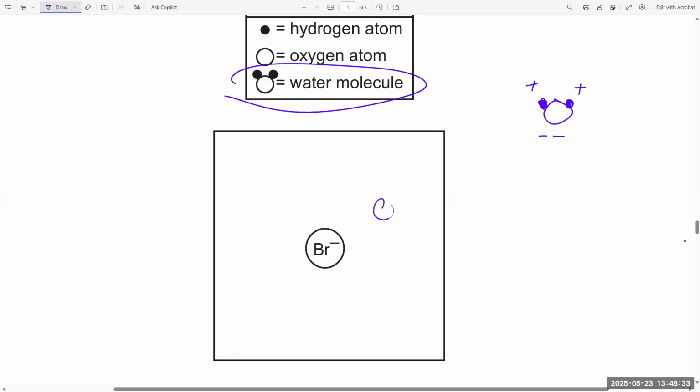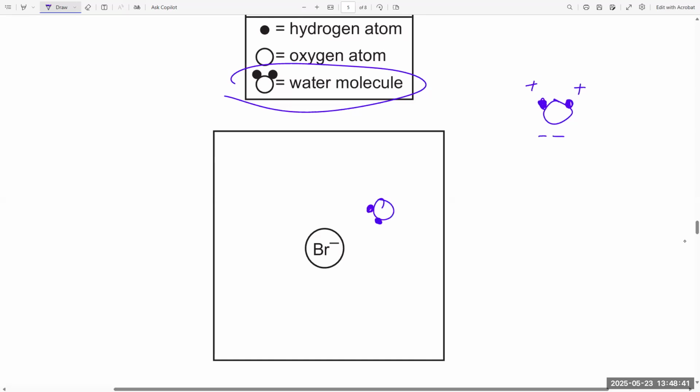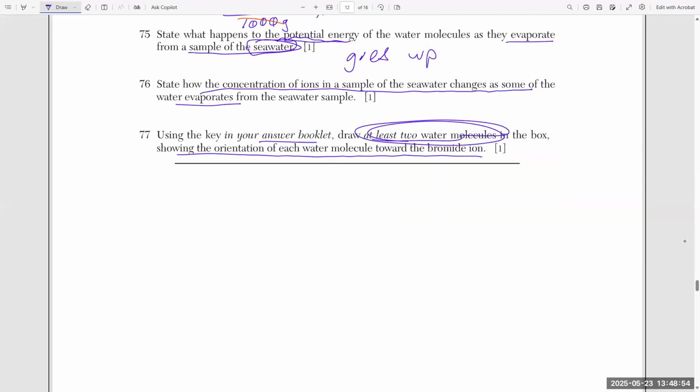So I'm going to draw a water molecule. It doesn't matter which direction you draw it from. They said at least how many though? 2. So you have to draw 2. Could you draw more? Yes. Can you draw like 10? Yeah, but now you're just being a jerk. That's the minimum that you need to do. So that's correct. All right, let's keep going.